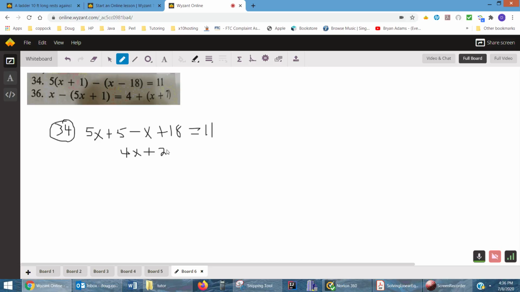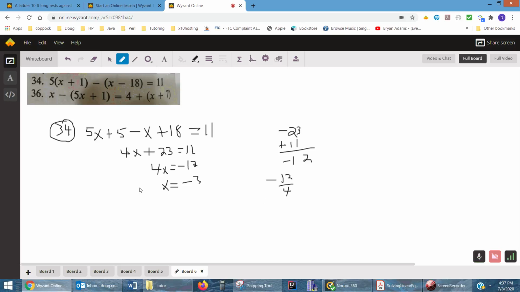Plus 23 equals 11. Now I've got to get that 23 to the other side, so it becomes a minus 23. 4x equals minus 23 and a plus 11. Here I am on scrap paper. It looks like 12. Negative, because I lost more than I won. So -12. -12 divided by 4. I'm not sure what that is. Off on scrap paper. Oh yeah, there it is, -3.